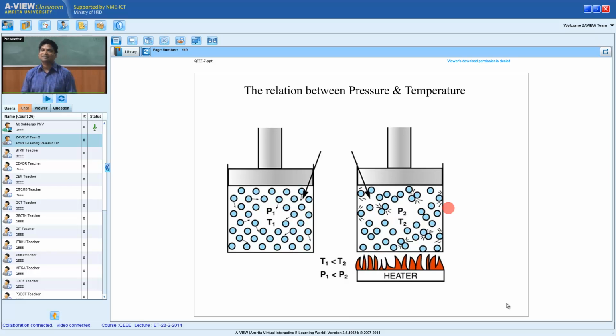Now how do I measure the pressure? Something should get displaced. Why? I only measure the physical displacement, nothing else. Now you can see the simplicity of this ideal gas. P1 by T1 is equal to P2 by T2. P is directly proportional to T. Just by measuring the pressure, I can get the temperature.